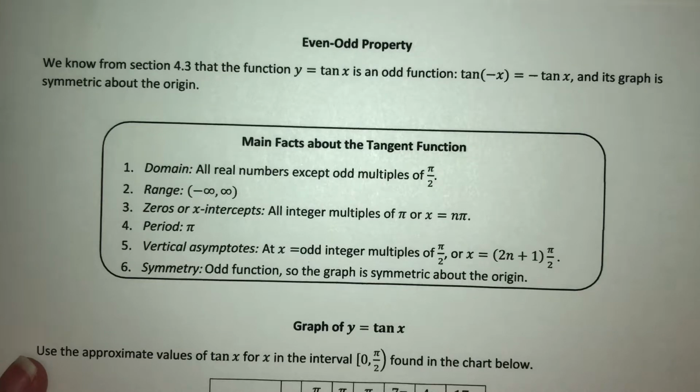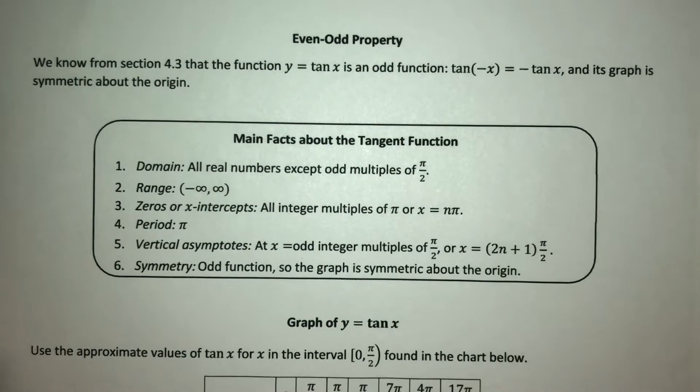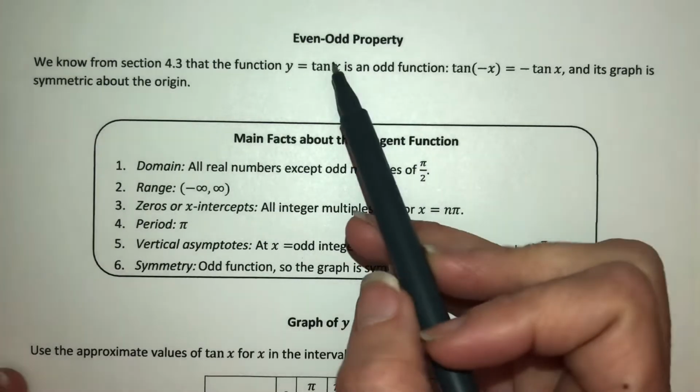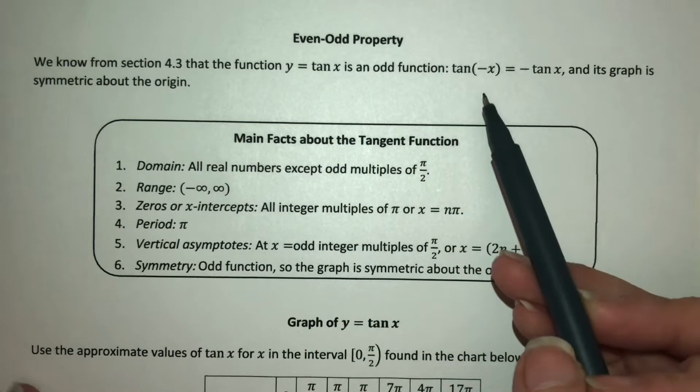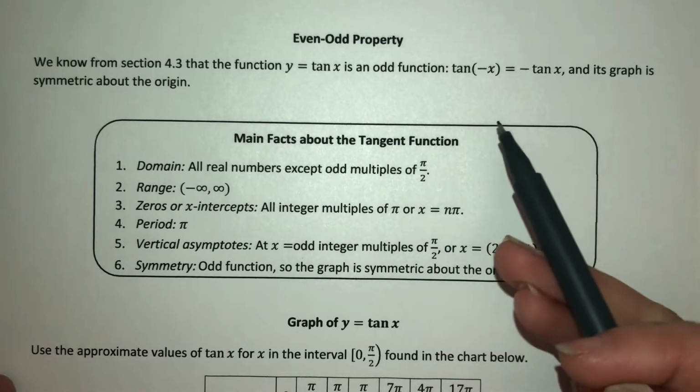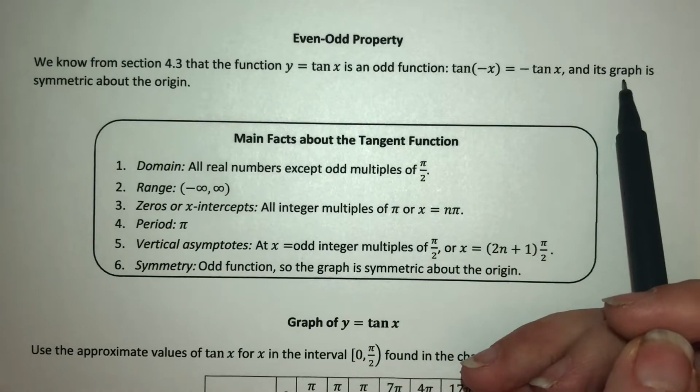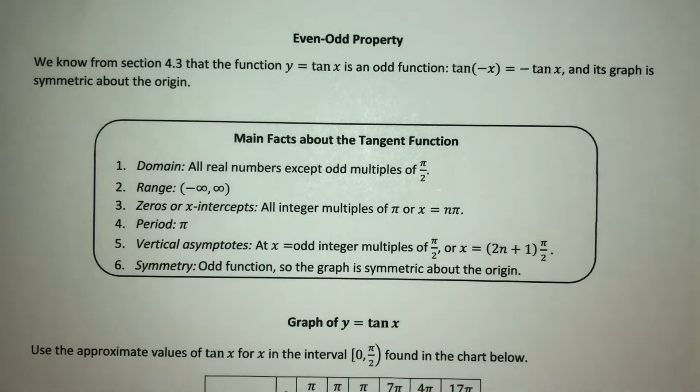This is part 2 of section 4.5. We're talking about the properties of tangent, and now we're going to talk about the even-odd property. We already know that tangent is an odd function. And so when we're talking about a graph of a function that is odd, that means it's going to be symmetric about the origin. That's going to help us get our graphs from here.